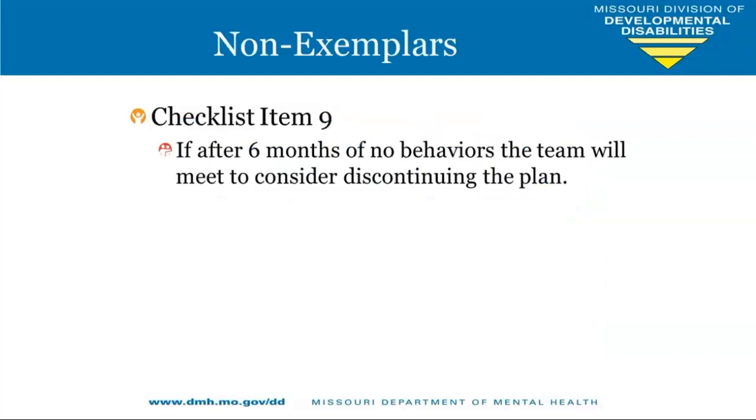So let's look at that non-exemplar. If after 6 months of no behaviors, the team will meet to consider discontinuing the plan. So this is a non-exemplar. I want you to put in that chat box why. What else might be needed?